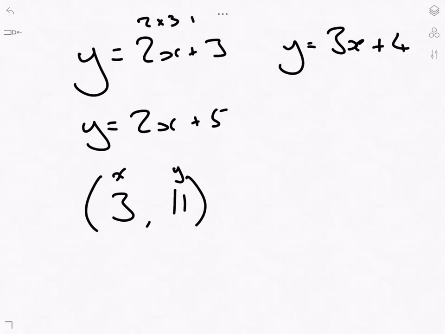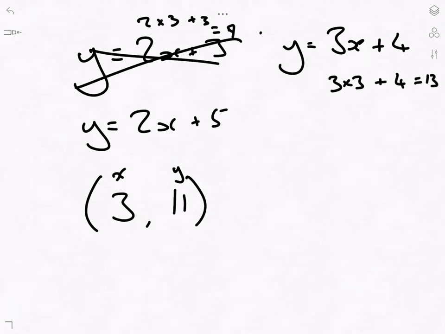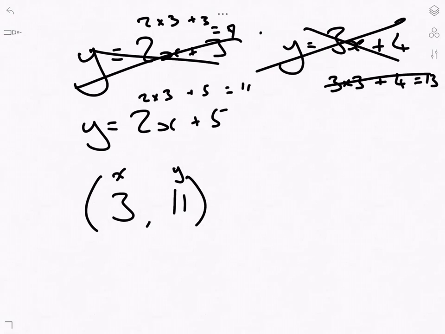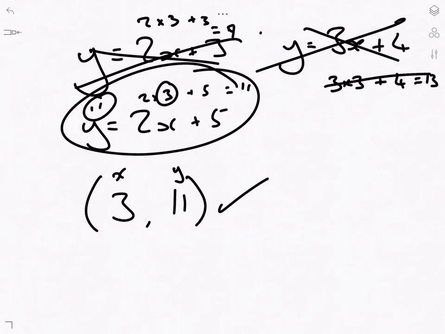So we get 2 times 3 plus 3, which equals 2 times 3 is 6 plus 3 is 9. So does that work? No, it's not that one. Here 3 times 3 is 9, add 4 is 13. So does that work? We have 3 and 13, so no. Here 2 times 3 is 6. Add 5. Oh, it's 11. So we have our 3 and we have our 11. And so it's the tick. It's this one. So you're just putting the numbers in. We've done that in the starter.